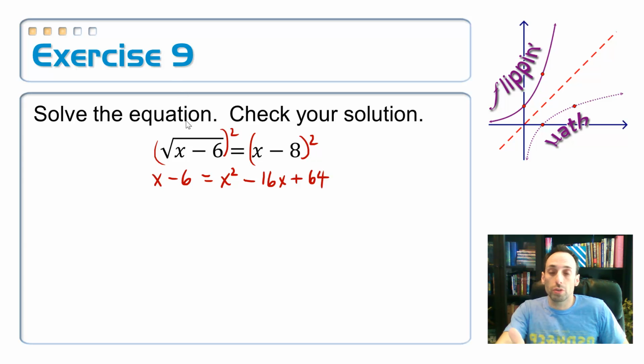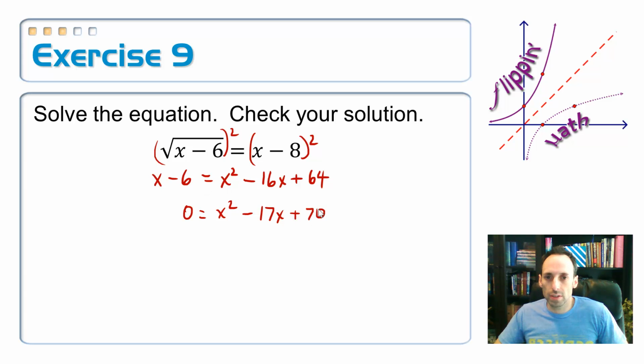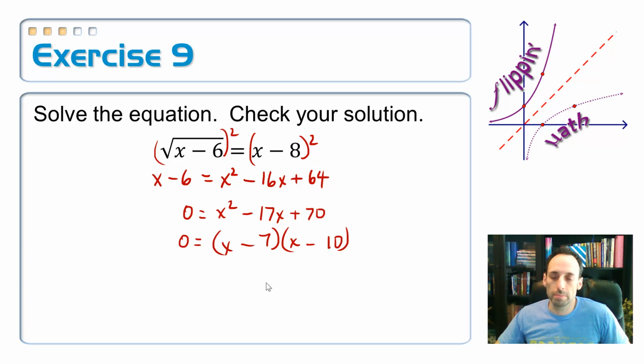Alright, it's quadratic now. It was linear before, now it's quadratic. Get everything on one side of the equation. So 0 is equal to x squared. Let's subtract the x, that makes 17 of them, negative 17x. Add the 6, so that makes 70. So now I want to factor if I can. Let's see. X, how about a 7 and a 10? Wow, that was easy. Minus and a minus. This means that x is equal to either 7 or 10.